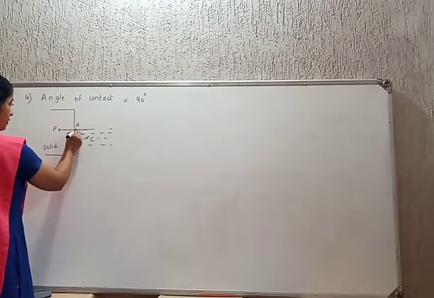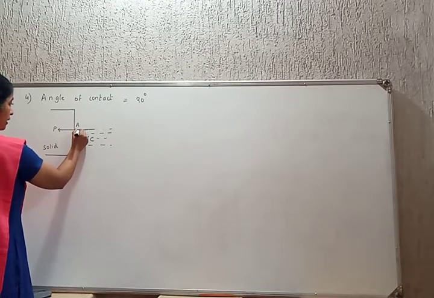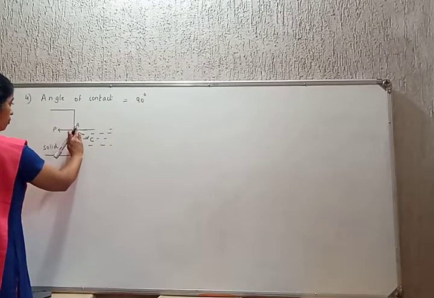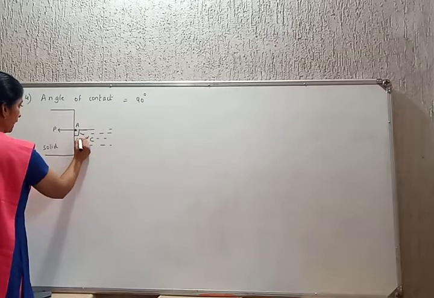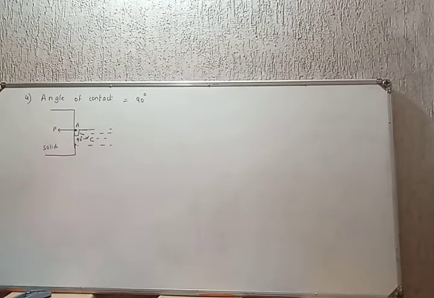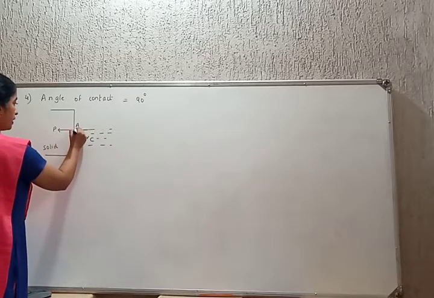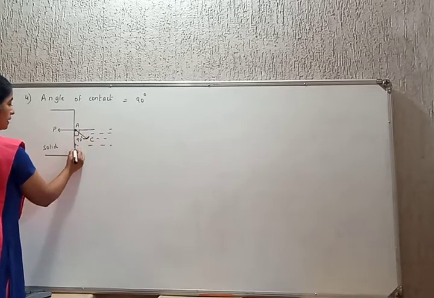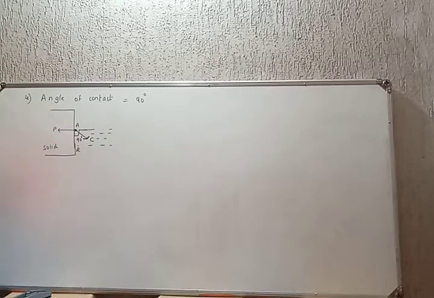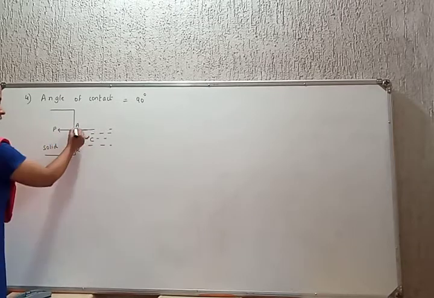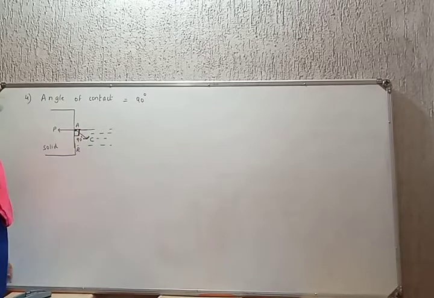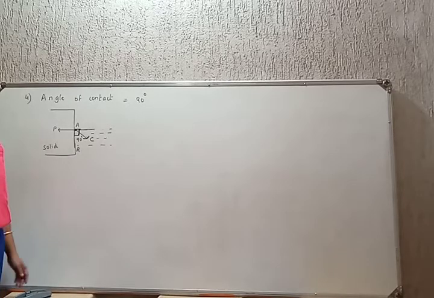What is the angle of contact here? 90 degree. The resultant is around the same direction. What is the angle of contact? It is the angle between the surface of the solid and the liquid. This is the angle of contact here, 90 degree. This is a hypothetical liquid, because angle of contact generally cannot be 90 degree, students.